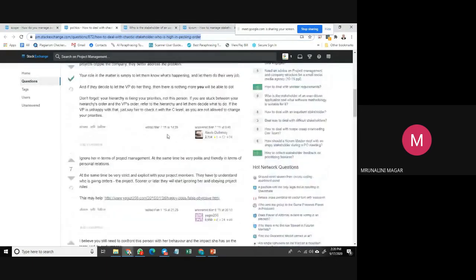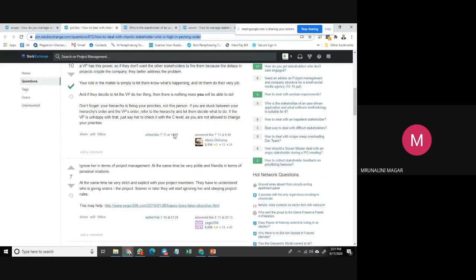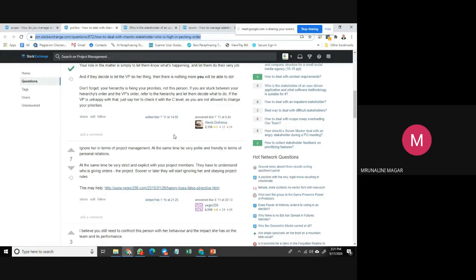So, sir, in one of the answers, someone has suggested that you ignore her terms on the project completely, but maintain personal relationships with her. On the project you can ignore her, but be very polite and friendly in terms of personal relationship. At the same time, they suggest being strict and explicit with your project members, so they understand who is giving orders, and later on even they'll start ignoring her. This was one of the suggestions.